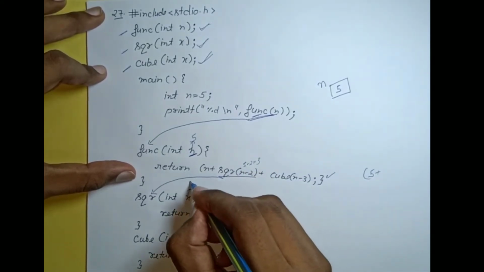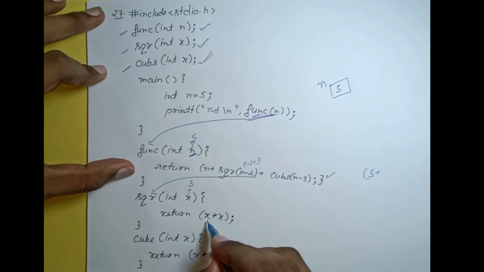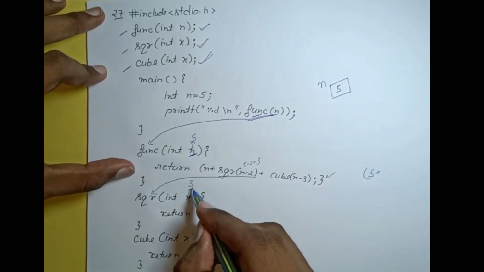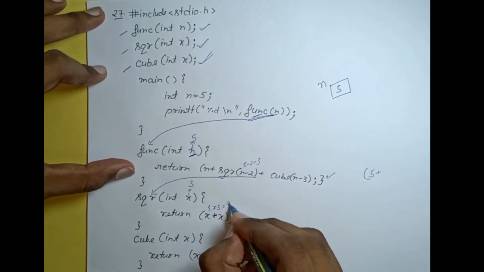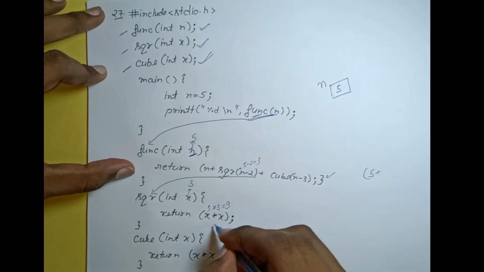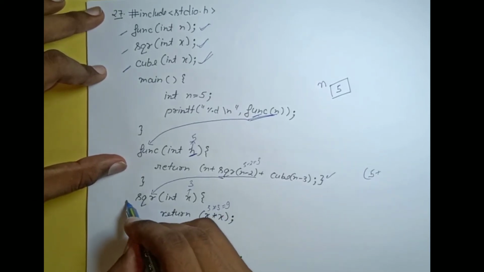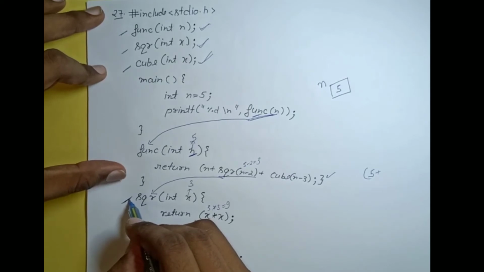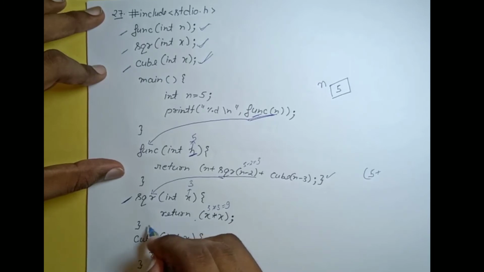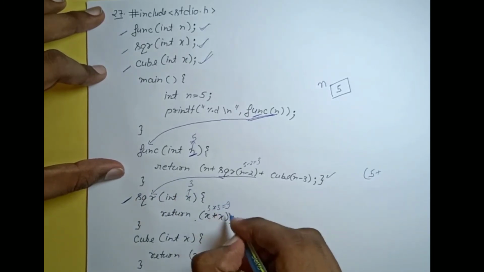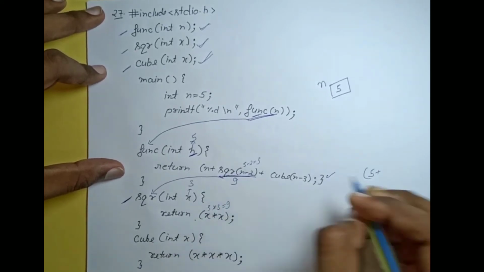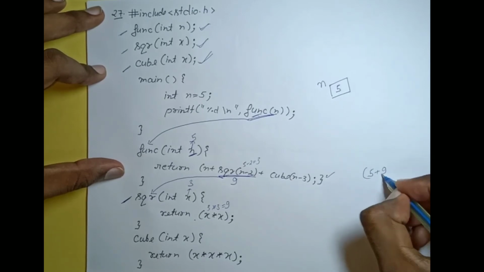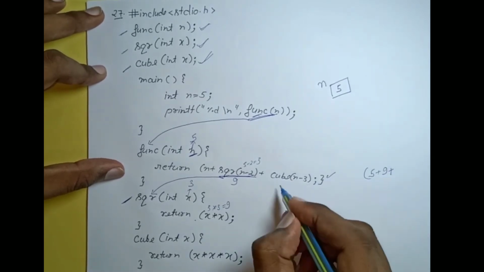The value of x is 3, and this function returns x into x, which means it returns the square of the value 3, which is 3 into 3, equal to 9. From this function the value 9 is returned. As we know that we are not defining any return type here, the default return type is int, and we are returning an integer type value from this function. So the value 9 is returned and replaces this call, which means this function returns 5 plus 9 plus, then we have another function.